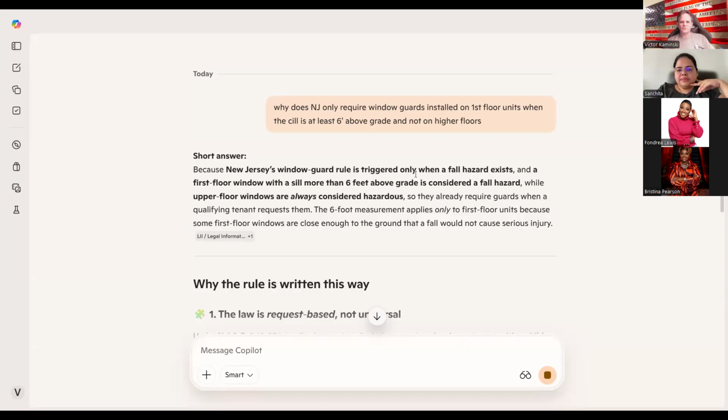Because New Jersey's window guard rule is triggered only when a fall hazard exists, and a first floor window with a sill more than 6 feet above grade is considered a fall hazard, while upper floor windows are always considered hazardous. So they already require guards when qualified tenants request them. The 6 foot measurement applies only to first floor units because some first floor units are close enough to the ground they would not cause serious injury.